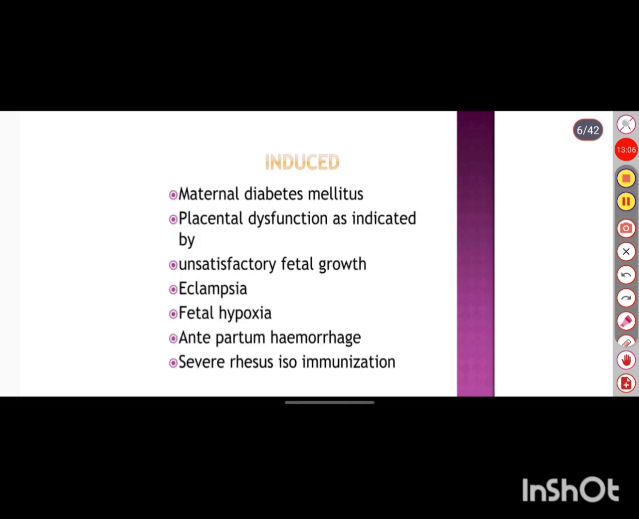Next is the induced cause. The induced cause may be maternal, meaning when the mother is suffering from any of the following conditions and it is very severe, the delivery may be induced. The reasons for that are maternal diabetes mellitus, placental dysfunction, unsatisfactory fetal growth, eclampsia, fetal hypoxia, antepartum hemorrhage, and severe Rh isoimmunization. So these are the reasons for induced preterm delivery.